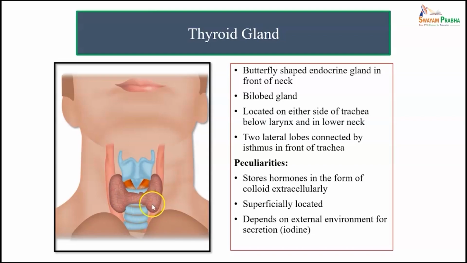The peculiarity of thyroid gland is it stores hormones in the form of colloid extracellularly, whereas in all the other endocrine glands, the hormones are stored intracellularly. It is superficially located compared to the other endocrine glands. It depends on the external environment for secretion. As far as thyroid gland is concerned, it requires iodine for hormone secretion.